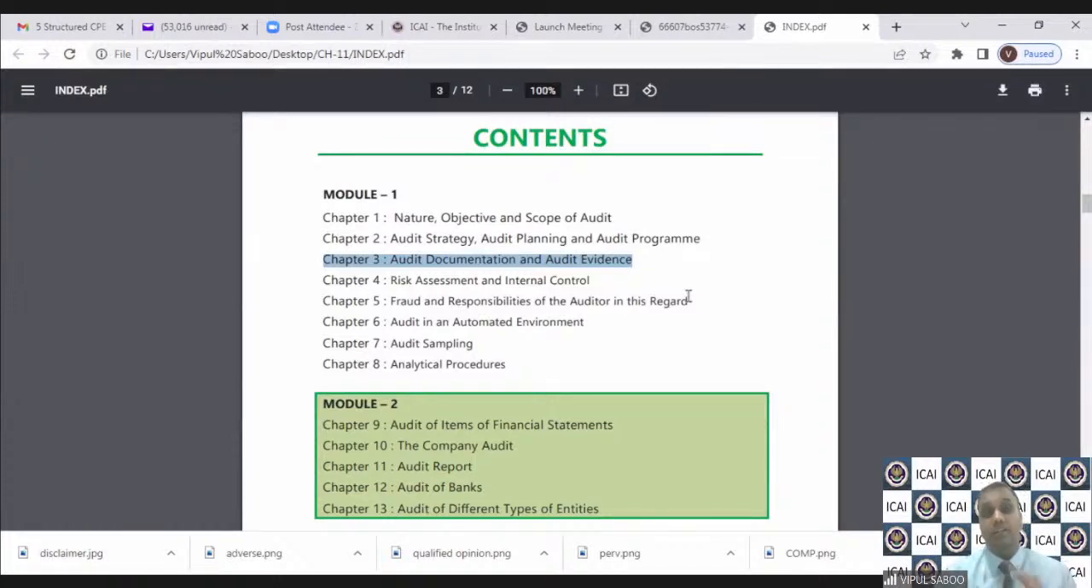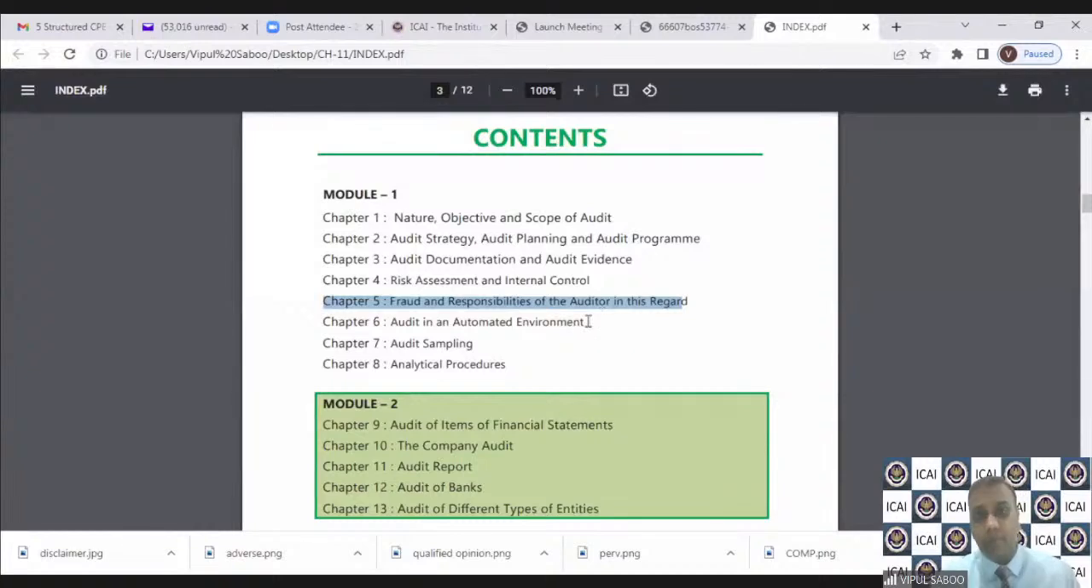We are rendering a service, and a very sensitive service of auditing. So audit evidence forms a crucial part of our service. Then we came to the client side. Some features with respect to the client. Risk assessment and internal control. How do we assess various risks? And the strength of internal controls, the strength of internal control at the client's place. Then our responsibilities as an auditor with respect to fraud.